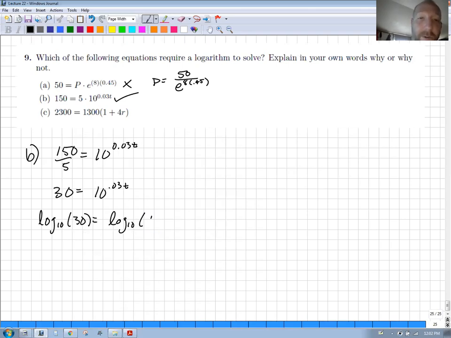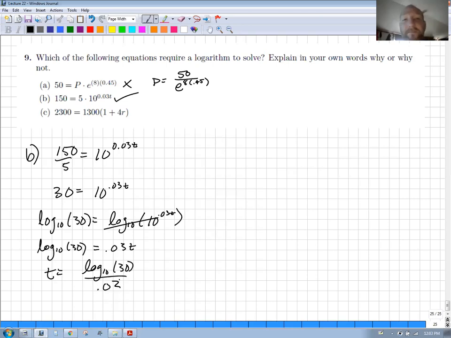10 to the 0.03T. So if those undo one another, we have 0.03T is log base 10 of 30. So T is log base 10 of 30 divided by 0.03.